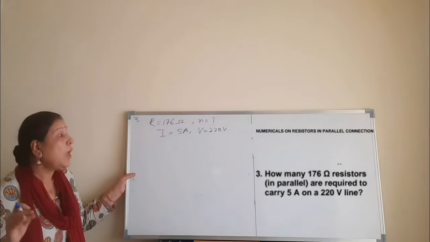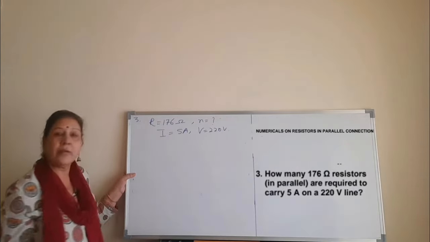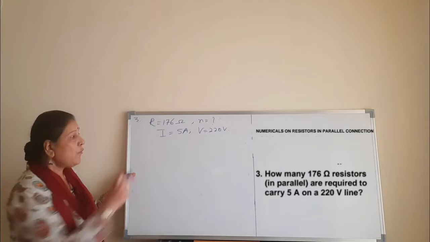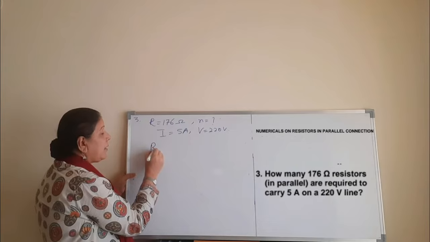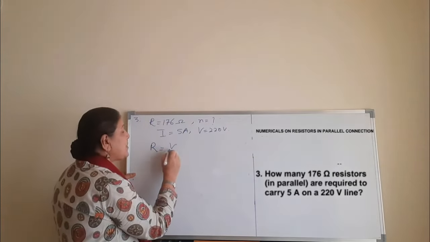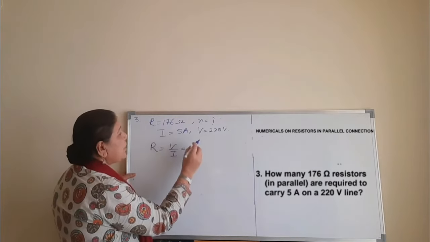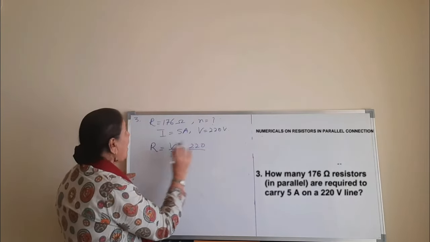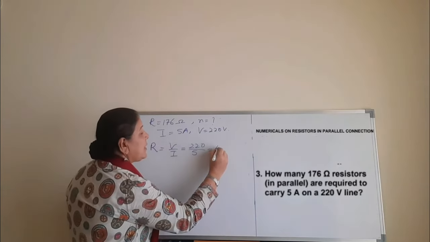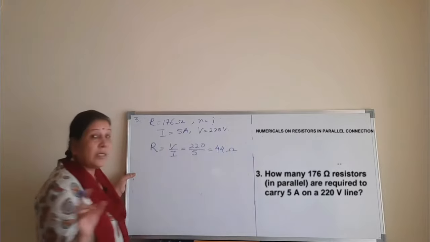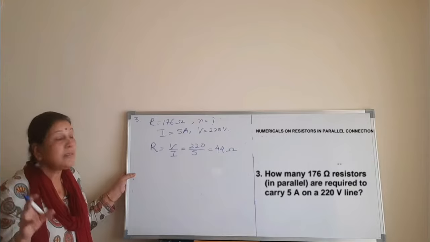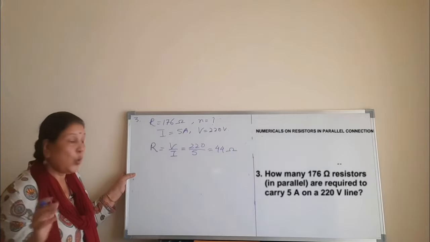The number is unknown, so that it can carry 5 ampere current, and the potential difference is already known to you. So the total resistance of the system will be R equals V by I. V is 220, I is 5. So 5 4s are 20 and 5 4s are 20 again. So 44 ohms. The equivalent resistance of the circuit will be 44 ohm.